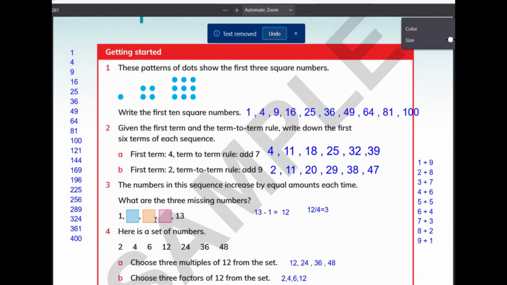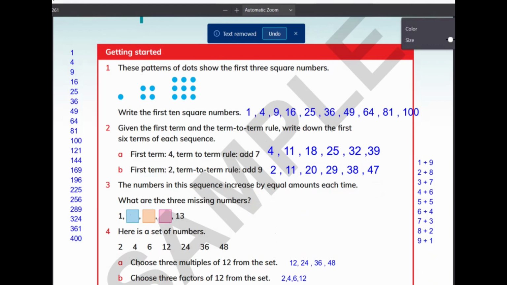Then you go to 5 and they choose different numbers. This will be a waste of time. So what is the best way to do it? You need to understand that whenever there are 3 missing numbers, that means you add your term-to-term rule 4 times. How do we add it 4 times?